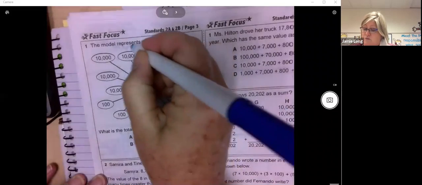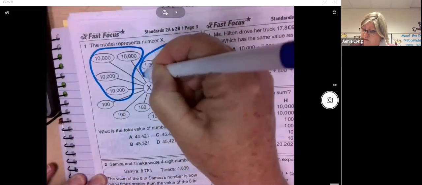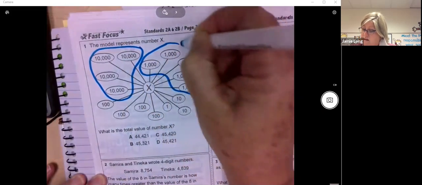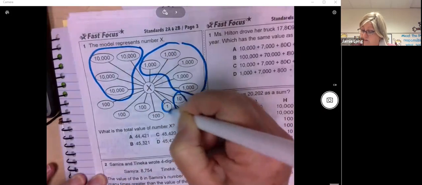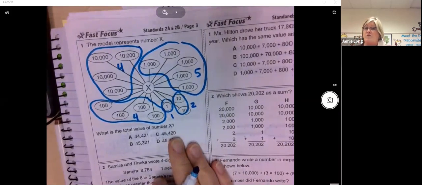So they had to group the 10,000s. They had to group the thousands. They had to group the tens and the ones and the hundreds. I don't know why they're written in weird order, but we said that there were 4 10,000s, 5 thousands, 4 hundreds, 2 tens, and 1 one. On this one, just because I thought it was easier, we started with the ones place.